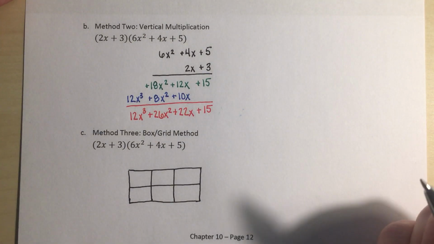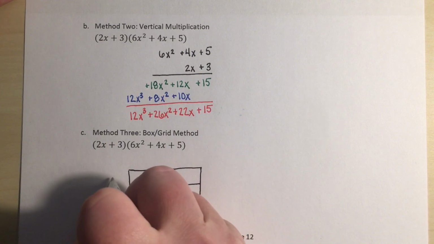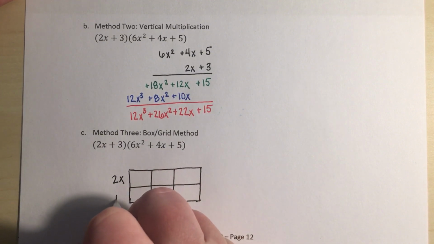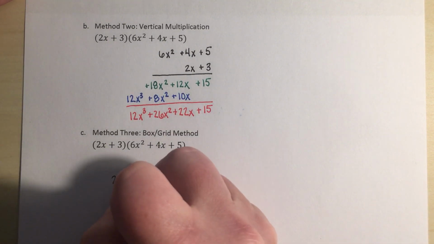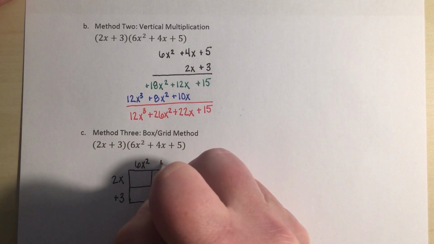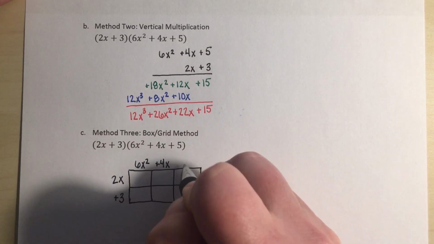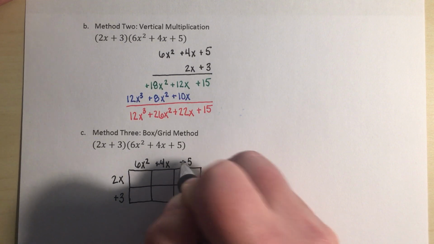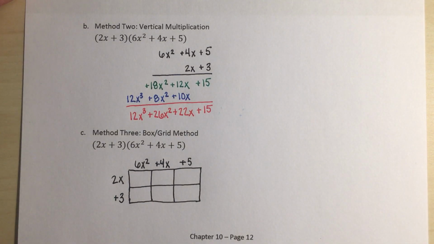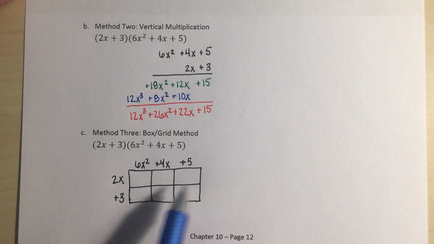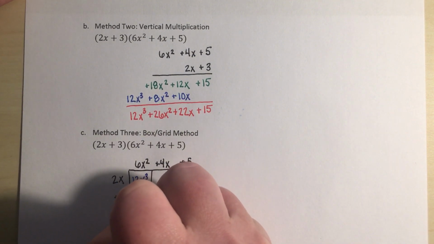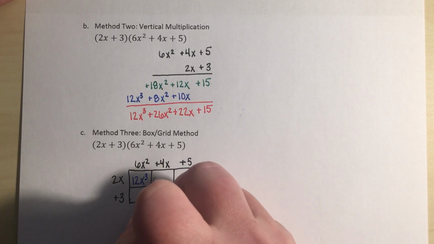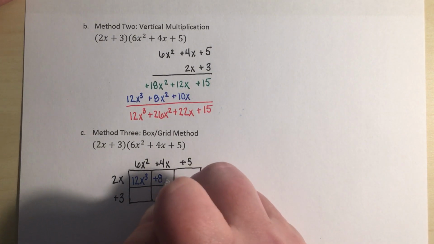So what I'm going to do then is label my 2 different pieces. So my binomial has a 2x and a positive 3, and my trinomial has a 6x squared, a positive 4x, and a positive 5. Now what we're going to do is go through and multiply. We're going to multiply using the 2x first. So 2x times 6x squared is going to give us 12x cubed. 2x times 4x gives us a positive 8x squared.